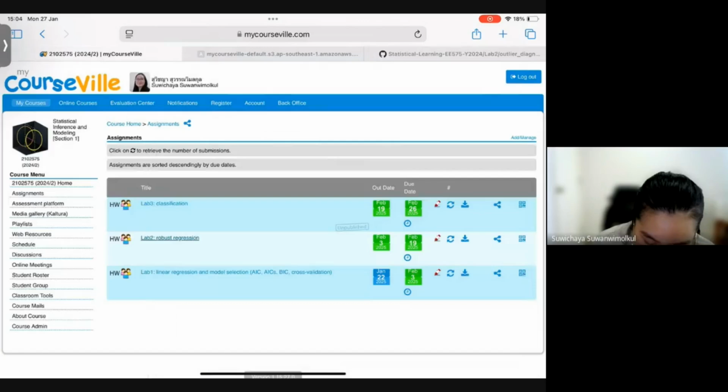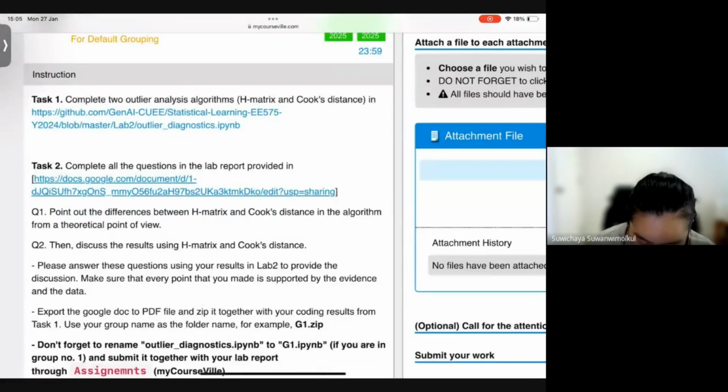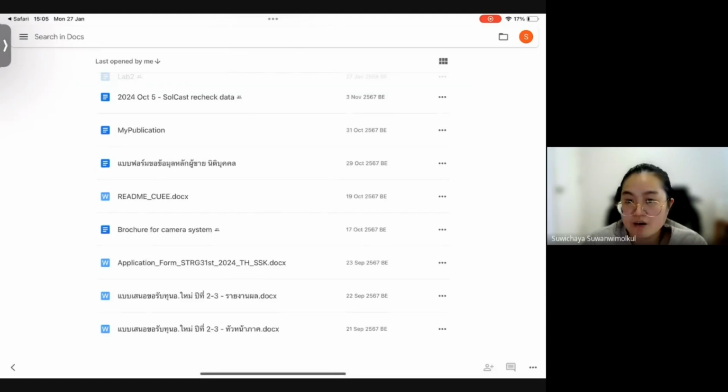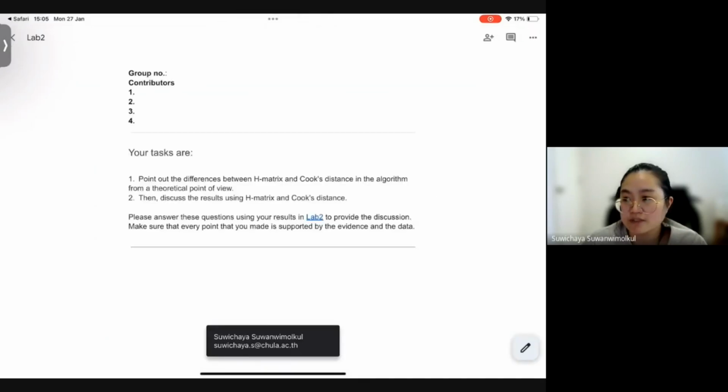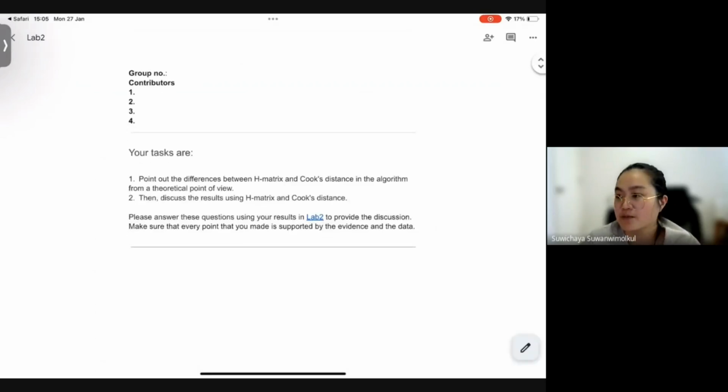After that, the homework will be to write a lab report, pointing out the difference between the hat matrix and Cook's distance in the algorithm, and discuss the results between them. I provide a Google Doc which you can copy and use as a template. But of course, at the end you have to export it into a PDF file.